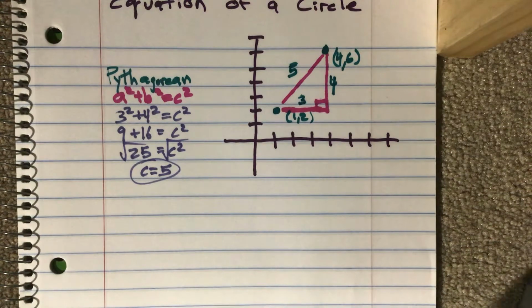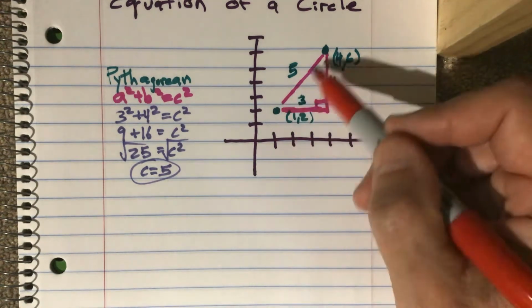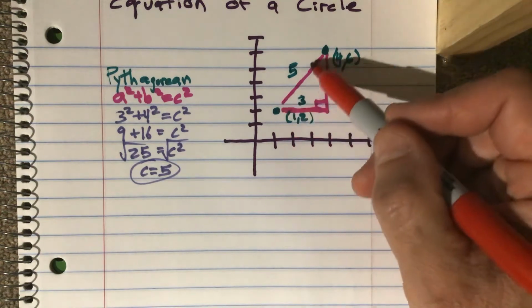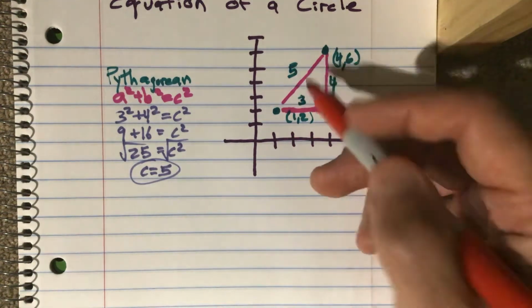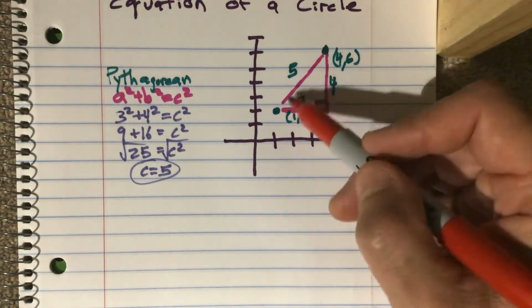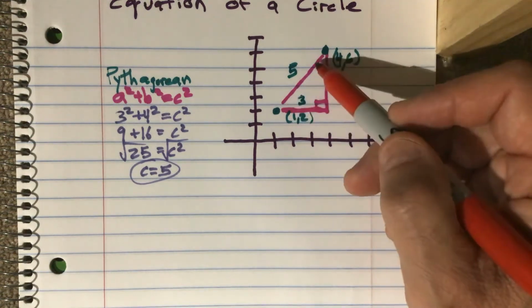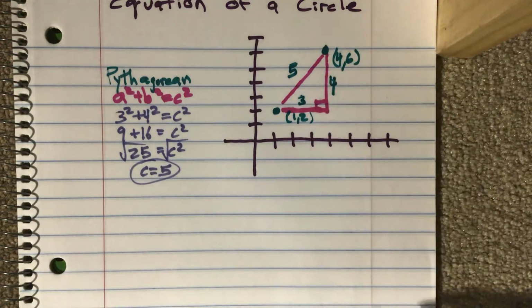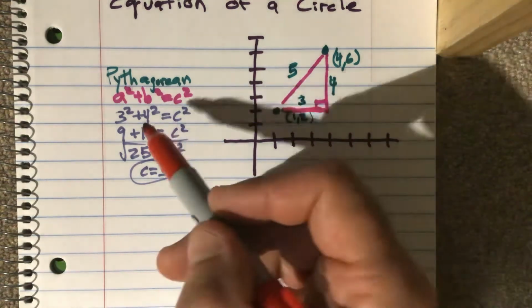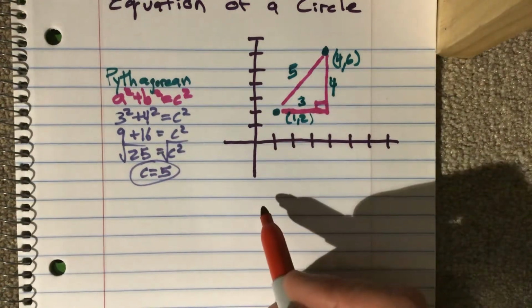Now, it turns out that the distance, we're talking about the distance from this point to this point. So the distance from one point to the other is 5. 5 inches, 5 yards, 5 miles, doesn't matter, 5 units. Okay, so we learn in geometry about the distance formula. The distance formula comes from the Pythagorean theorem. It is the Pythagorean theorem.